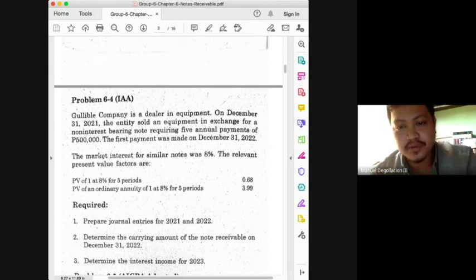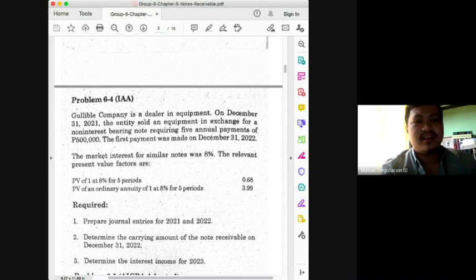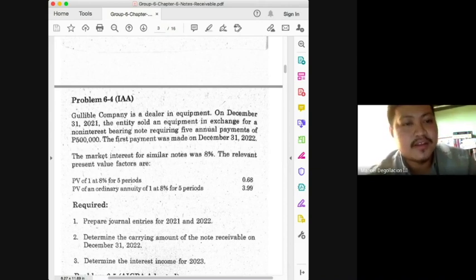Second question, class, which is actually the requirement in number 2. Determine the carrying amount of the notes receivable on December 31, 2022. Again, just get the outstanding balance of your gross receivable, class, and deduct the remaining unearned interest income. And this is where students will get it wrong, class. It should always be the remaining unearned interest income, class. So how much was the remaining balance of your gross receivable, class? It should be 2 million only.